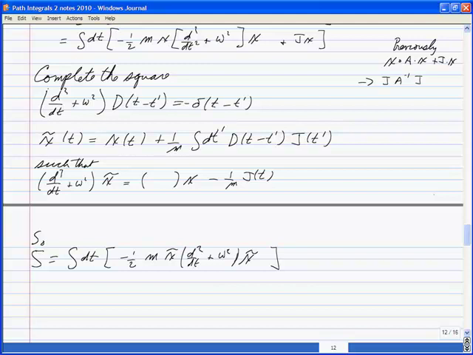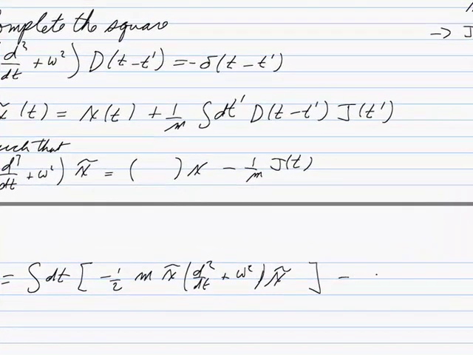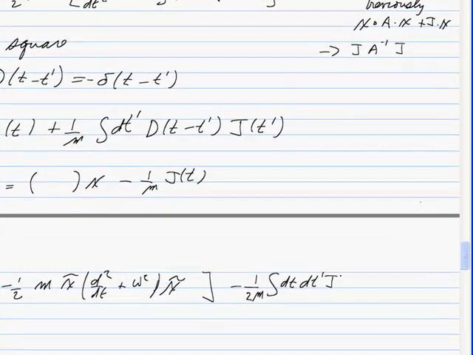But now I have a quadratic piece left over, which is this term with this differential operator, the product of two j's. Okay, that works out to be minus 1 over 2m integral dt prime j of t D of t minus t prime j of t prime.